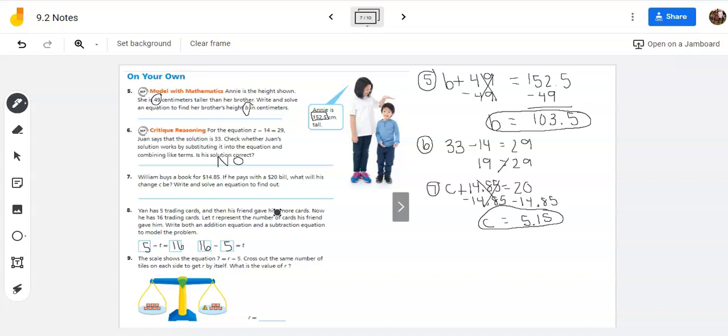Okay, the scale shows the equation 7, because there's 7 on this side, equals R plus 5. This little triangle, you can't see it here. You might be able to see it on your book better. This is R. That's our unknown. On this side, we have 5. Cross out the same number of tiles on each side to get R by itself. So there's 5 here. And if I cross out 5 over here, oh, I'm doing a bad job crossing out. I have 2 left over. So the value of R is 2.